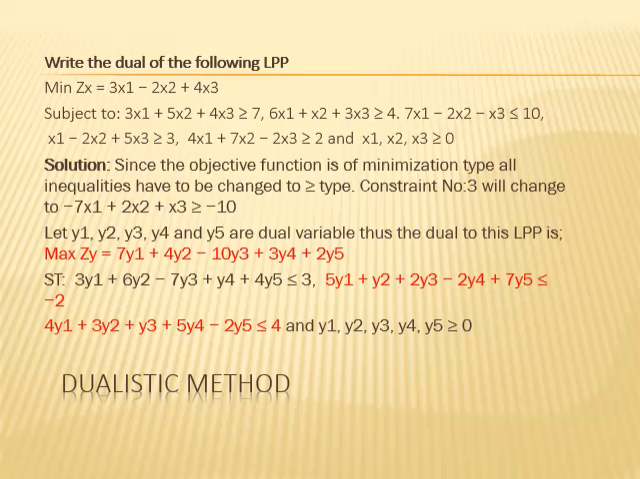5y1 plus y2 plus 2y3 negative 2y4 plus 7y5 less or equal negative 2, and 4y1 plus 3y2 plus y3 plus 5y4 negative 2y5 less or equal 4. Check the number of constraints in the dual: 3 equals the number of decision variables in the primal.